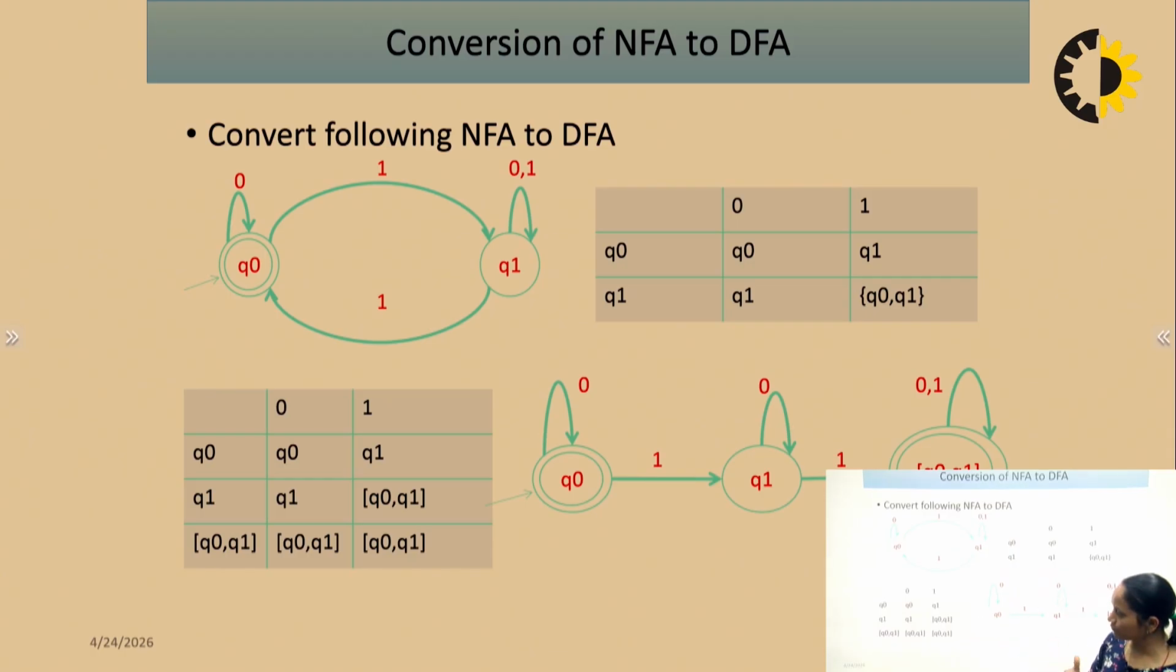So how can we merge it? We make the transitions of Q0Q1: on 0 it is Q0Q1, and on 1 it is Q0Q1. If we look at the transitions on 0 and 1, there is no new state that is not already added. So this is the equivalent DFA for this particular NFA.